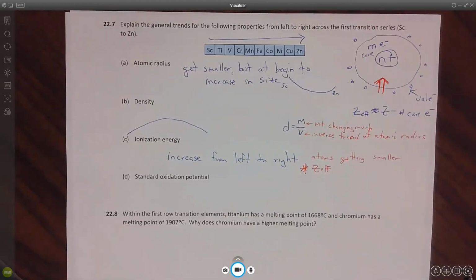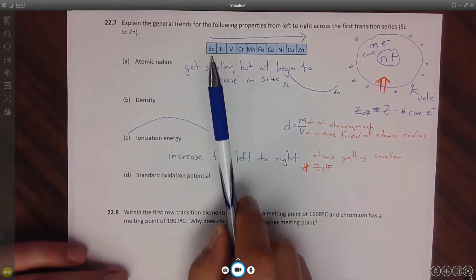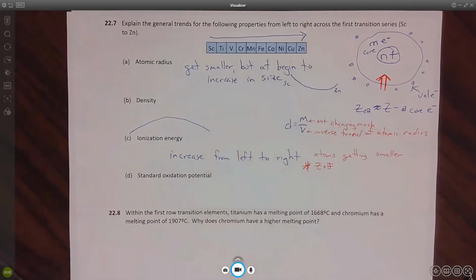Well, it's very similar to this. It's related to the ionization energies, right? The standard oxidation potential is basically how easily a metal loses its electrons. So what's going to lose the electrons easier, scandium or zinc? Which element loses the electrons more easily?